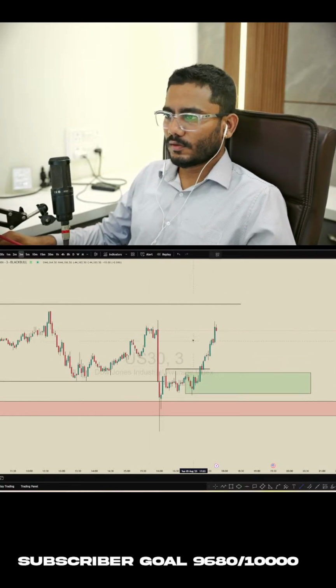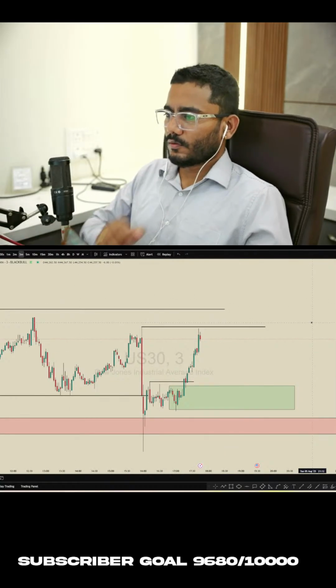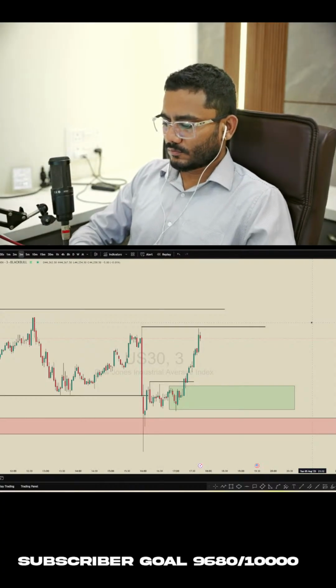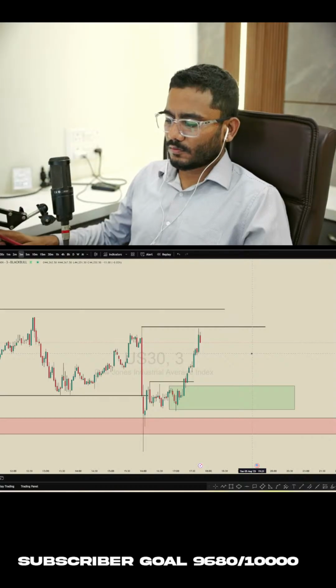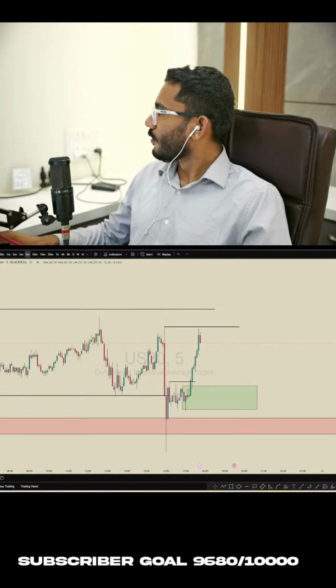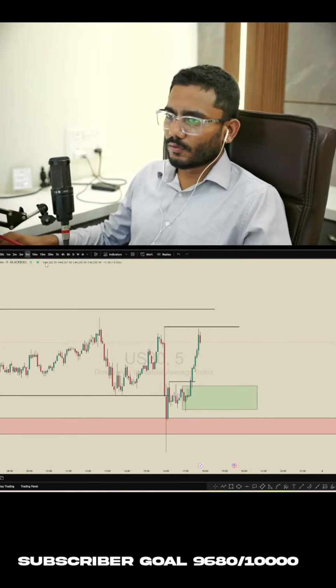So we are getting a rejection. Price still has not broken. Can you explain inducement? Inducement is just a liquidity sweep, nothing more.